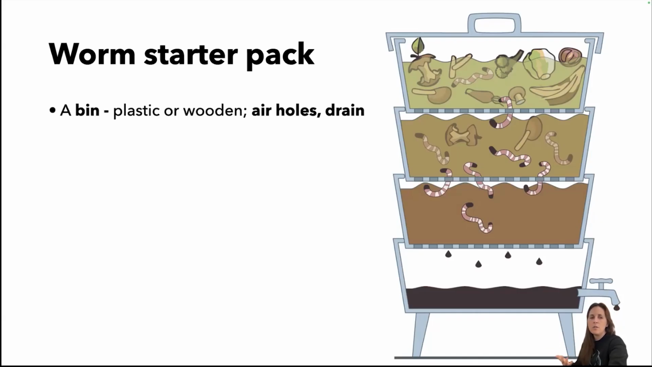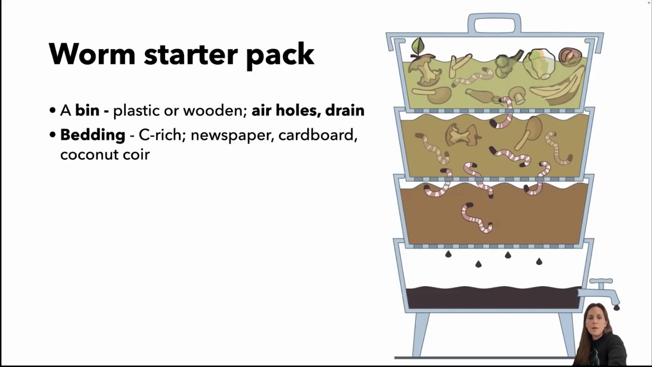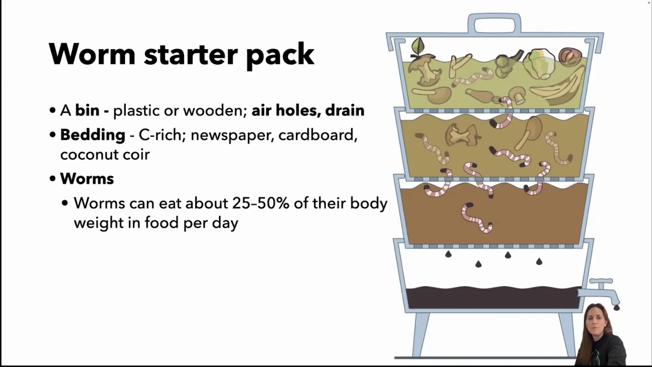And so you'll need some sort of bin, plastic or wooden. It's going to need air holes, and those are represented there, and some sort of drain. You need to be able to drain that tea off. And then worms require bedding. This is something that's carbon rich. That can be newspaper, cardboard, or my personal favorite, coconut coir. It's a waste product that gets put to really good use. The worms really like being in it, and it does a great job of holding water.